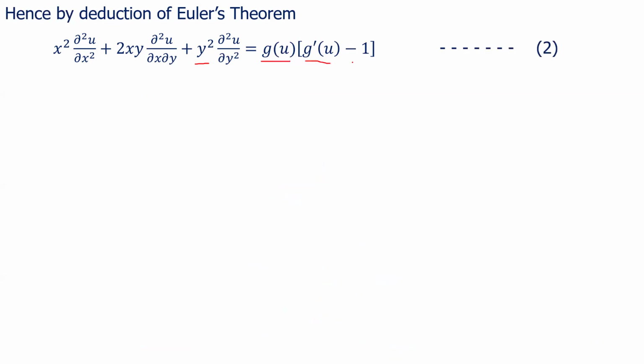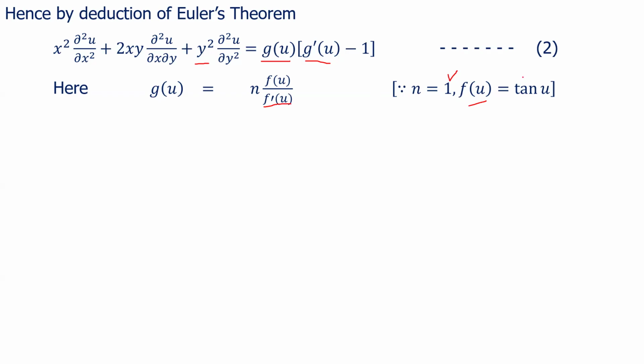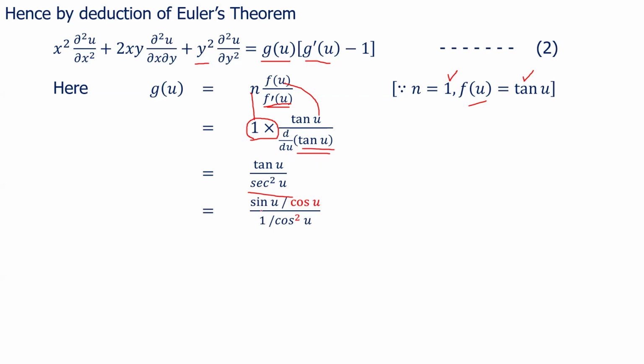Let us first try to find out the value of g of u. So g of u is equal to n times f of u upon f dash of u. Here the degree of the homogeneous function is 1. f of u is equal to tan u. So let us put all these values over here. n is 1, f of u is equal to tan u, and f dash of u is the derivative of tan u with respect to u. So this will become tan u upon the derivative of tan u, which is nothing but sec square u. Let us write tan u as sin u upon cos u, and sec square u is 1 upon cos square u.